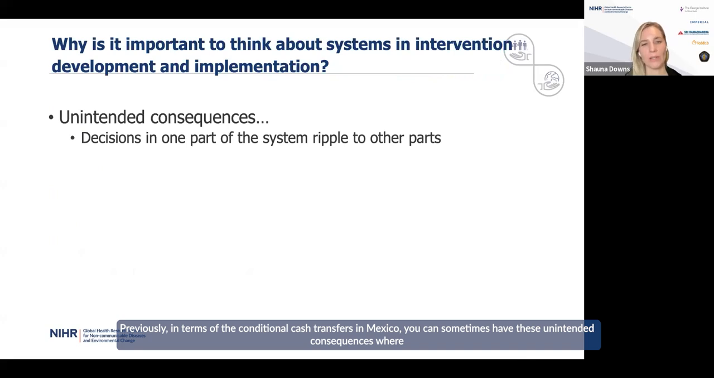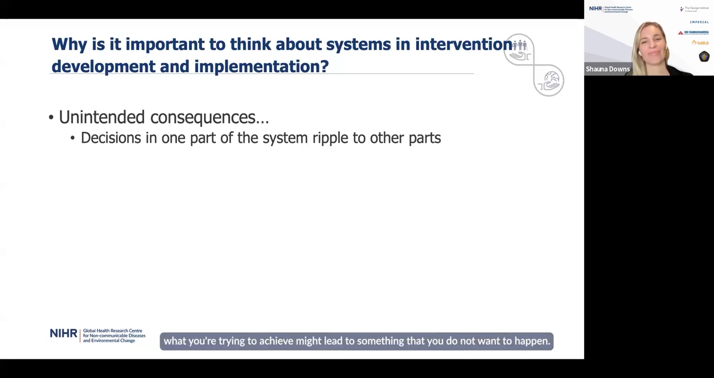previously, in terms of the conditional cash transfers in Mexico, you can sometimes have unintended consequences where what you're trying to achieve might lead to something that you do not want to happen. In that case, there was an increase in overweight and obesity among mothers included in this program, while undernutrition was addressed and decreased. You had this unintended consequence that obviously wasn't the intent of the program.